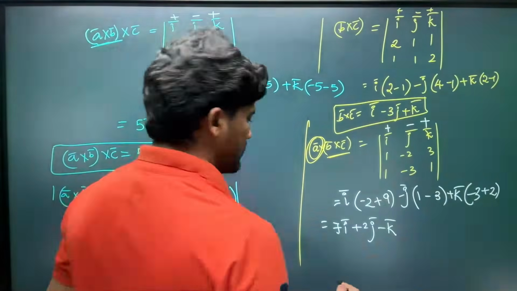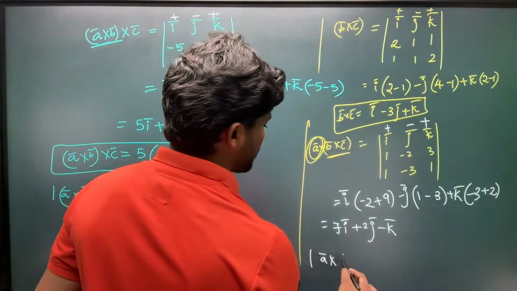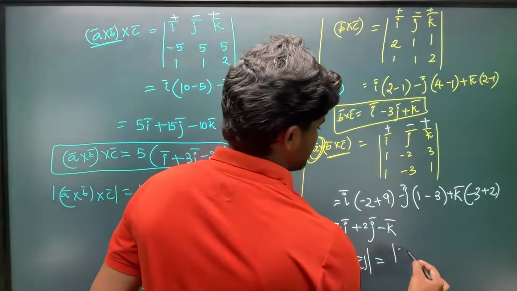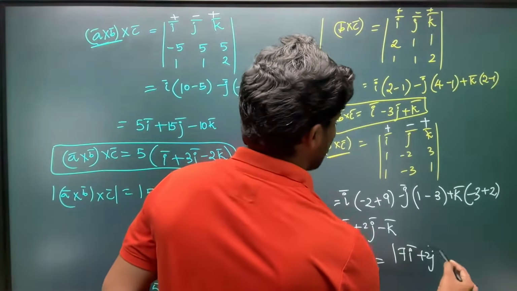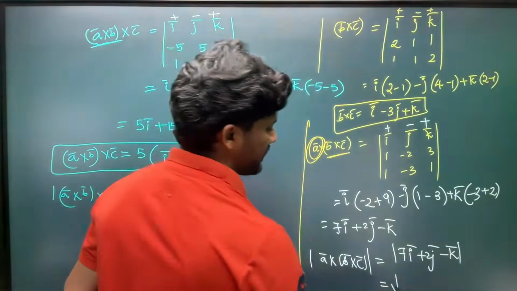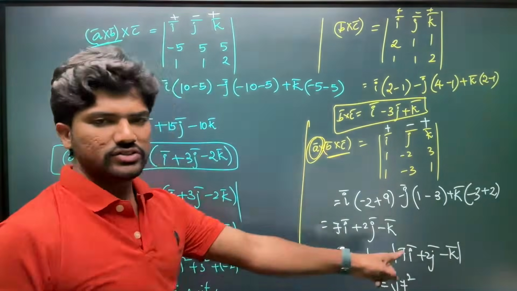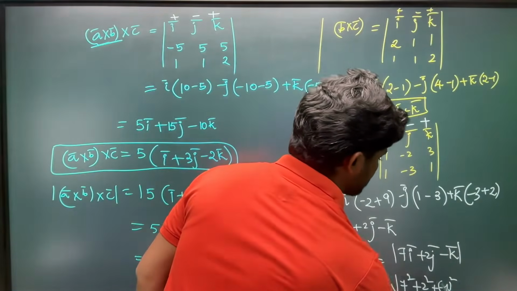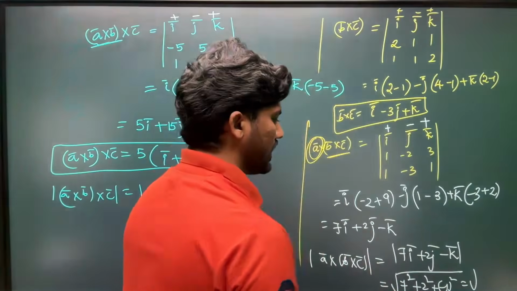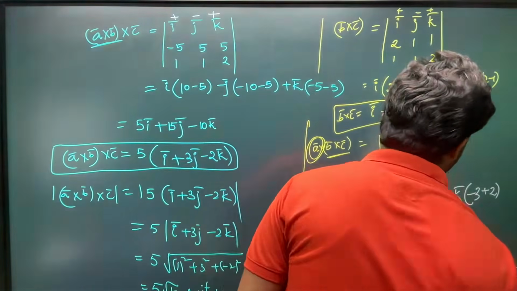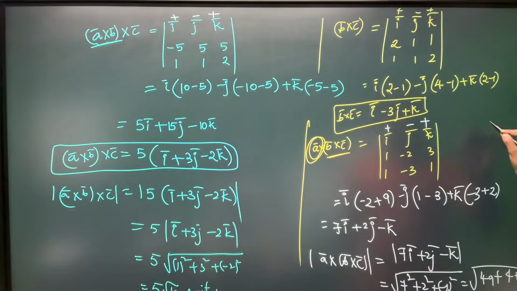Now we want the modulus, so mod a bar cross b bar cross c bar, which is equal to mod of 7 i bar plus 2 j bar minus k bar. Okay, clear? So if we apply the mod, what do we get? 7 square. You have to apply the square on the component values: 7 square plus 2 square plus minus 1 whole square. So 7 square is 49, 49 plus 4 plus 1. Okay, so therefore 54. And how much? So finally we can write root 54.